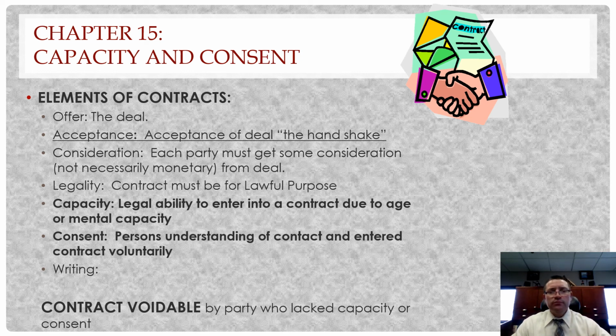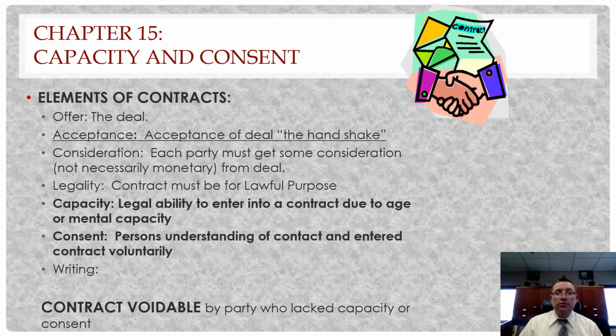All right. So again, we've talked about the offer, we've talked about acceptance, we've talked about consideration, we've talked about legality. Now we're getting into capacity and consent. I've combined the two because Chapter 15 combined the two. They are two separate elements, right, of a contract. Capacity is not the same thing as consent, and so you have to have both capacity and consent in order for it to be a valid contract, right?